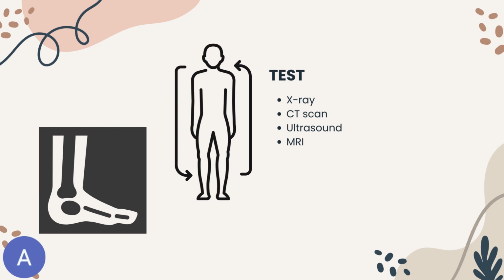Okay, next is the test. To check for flat feet, they will use X-ray, CT scan, ultrasound and MRI. The results show the condition of the bone structure, the tendons, and the ligament, the posterior tibial ligament, from MRI or ultrasound. From the CT scan we can see directly what rupture caused the flattening, or whether it came from congenital.